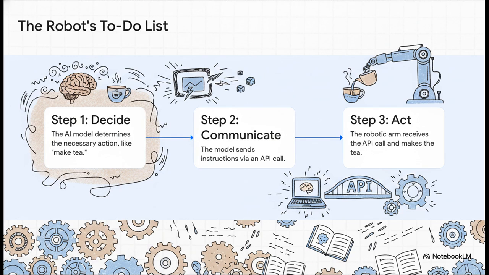Well, it really boils down to three simple steps. First, the AI brain decides what it needs to do: make tea. Second, it has to communicate that decision. It does this by sending out a digital message, which we call an API call. And finally, the robotic arm acts on that message. It receives the call and executes the command. That API call is the absolute critical link here. It's like a universal translator between the model's idea and the real world.